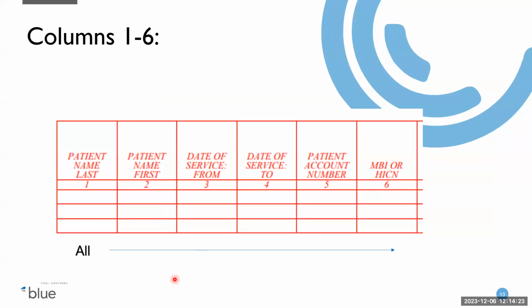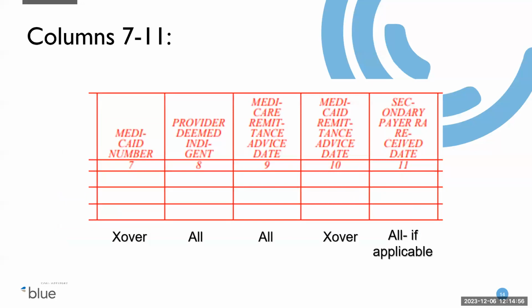So columns 1 through 6, these are going to be required for everybody. You're going to see on all my slides, I've got a section down at the bottom that says all, or it might say crossovers only. So it's going to tell you for each column which accounts you need to have it populated. These first 6, 100% of the accounts need to be populated. You've got last name, first name, admit date, discharge date, account number, HIC number. HIC number is like the Medicare number. Those are very easy.